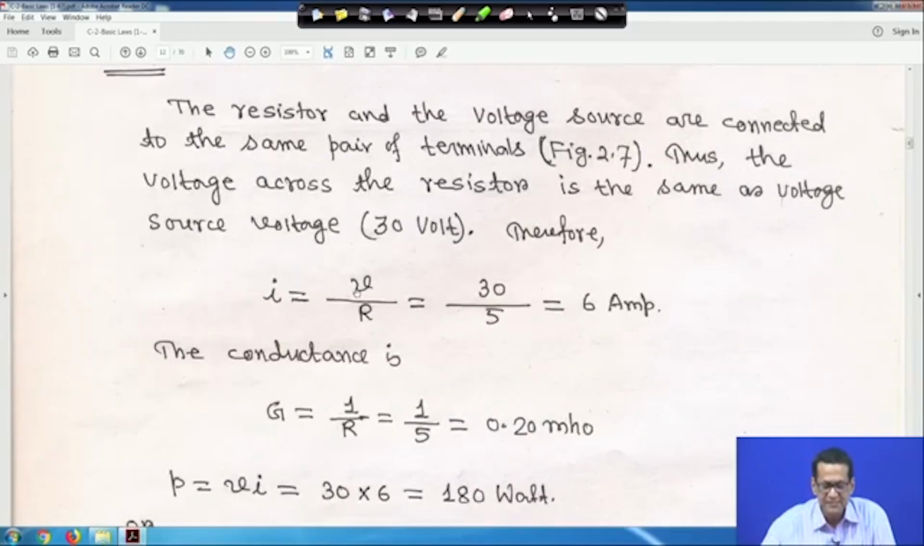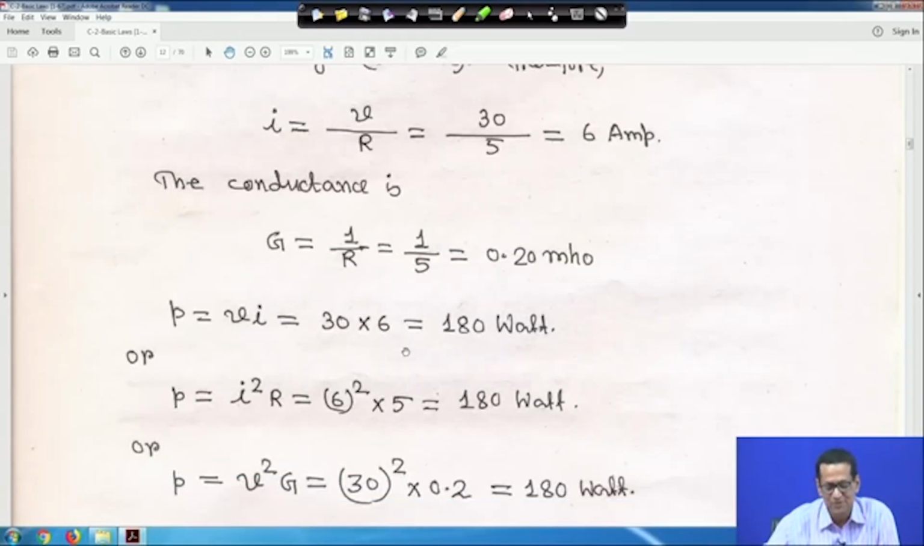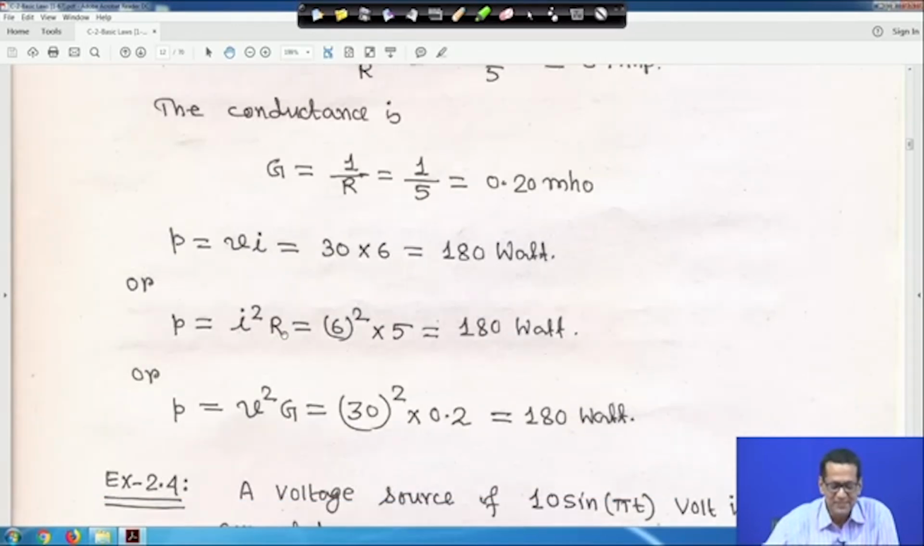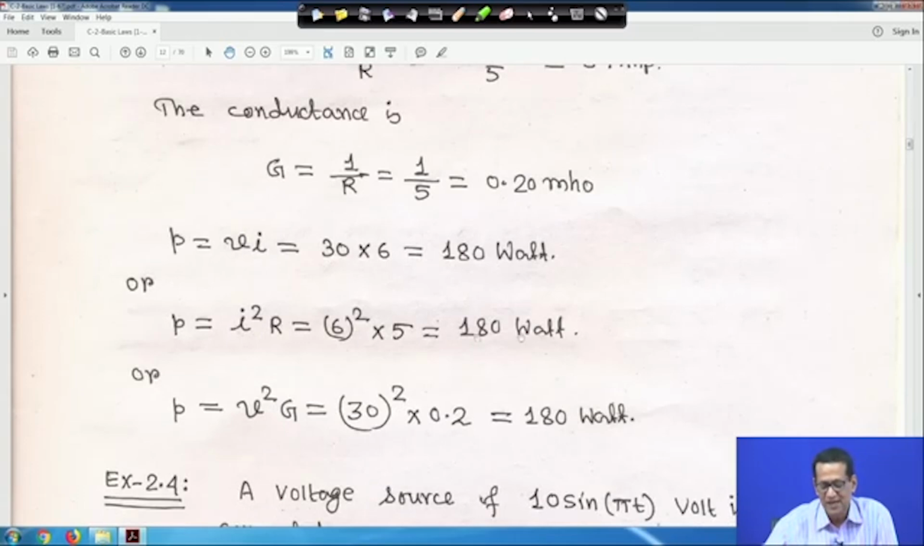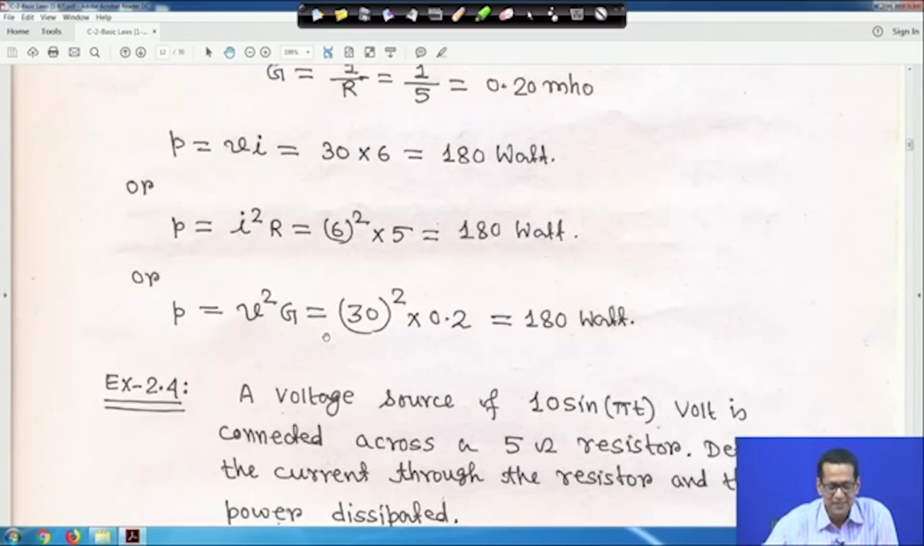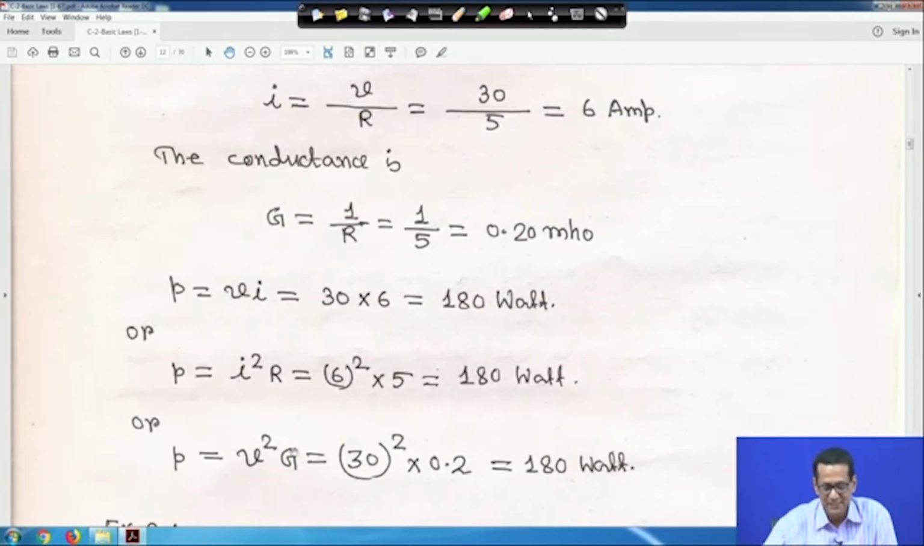Current I is equal to V by R is equal to 30 by 5 is equal to 6 ampere. Conductance G is equal to 1 upon R, so 1 by 5, 0.2 mho, because it is the reciprocal of R. Power is equal to V into I, which is 30 into 6, so 180 watt. Or P is equal to I square R, that is 6 square into 5, so 180 watt. Or P is equal to V square G, that is 30 square into 0.2, that is also 180 watt.